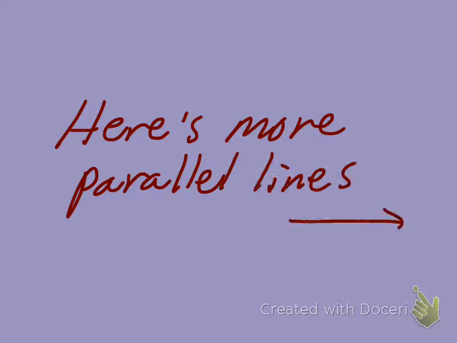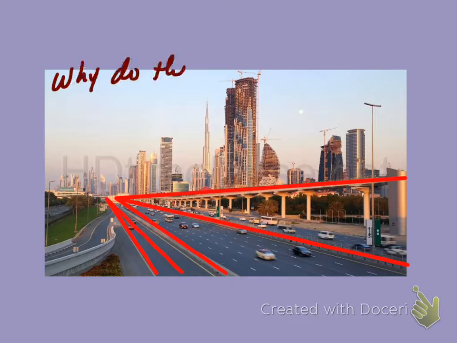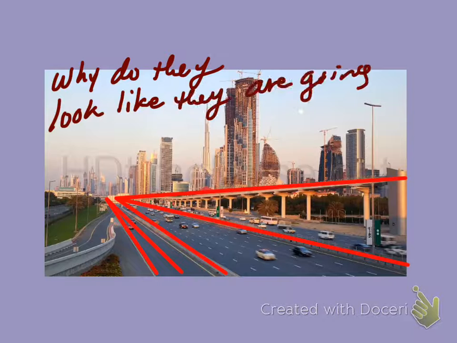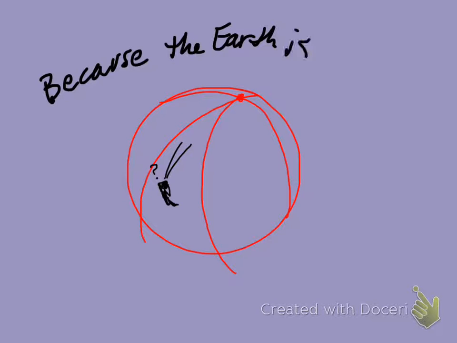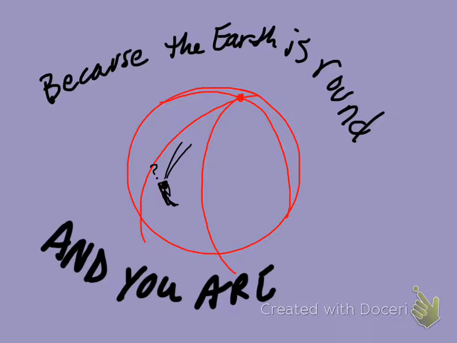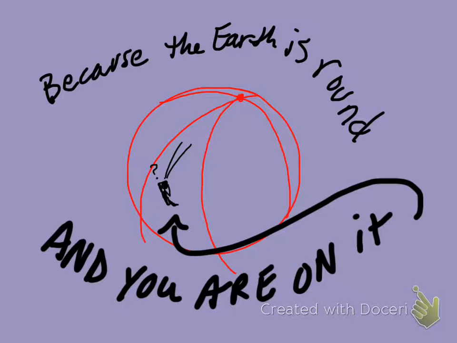Here are more parallel lines. All the red lines are parallel lines, but why do they look like they're going to touch? Well, they look like they're going to touch because the Earth is round and you are on it and you can't see all the way around it. So even lines that never touch look like they're going to touch, and that's why linear perspective works.